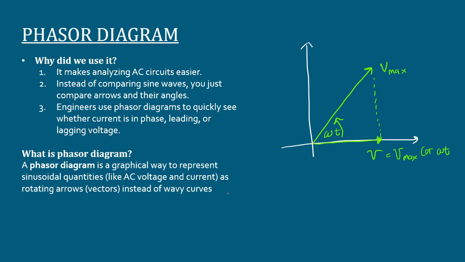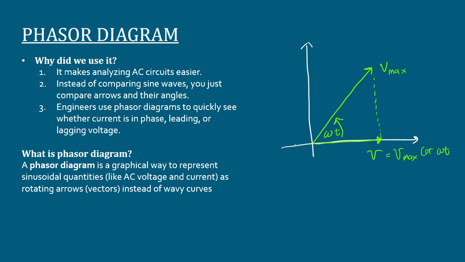First of all, actually a Phasor diagram is not really representing a vector, but this is only a graphical way to represent the complicated sinusoidal quantities. As we know, sinusoidal quantities don't have a specific value. It will always vary from the maximum value to the minimum value. So we have to analyze it using a Phasor diagram. Engineers use Phasor diagrams to quickly see whether current is in phase, leading or lagging voltage.